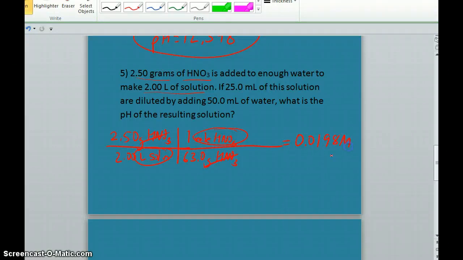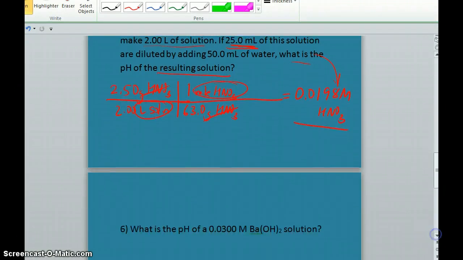0.0198 molar nitric acid. So, if I wanted to know the pH of this solution, a strong acid, I'd simply take the negative log of this concentration. But that's not what the problem says. The problem says if 25 milliliters of this solution are diluted by adding 50 milliliters of water, what is the pH of the resulting solution? So before I can get a pH, I have a dilution problem to attend to.